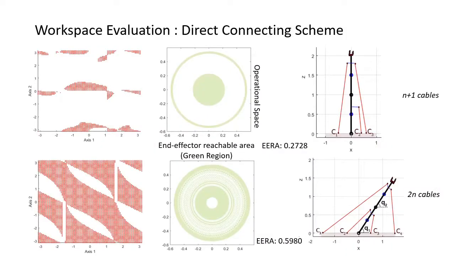The wrench closure workspace of 2-link planar MCDR with direct connecting scheme is presented for n+1 minimally actuated and 2n maximally actuated cables. The joint space and the end effector reachable area plots are shown. The end effector reachable area is maximal for cable configuration with 2n number of cables. The end effector reachable workspace is primarily along the boundaries and across the origin for n+1 cable configuration.